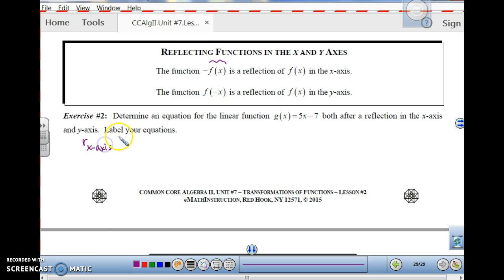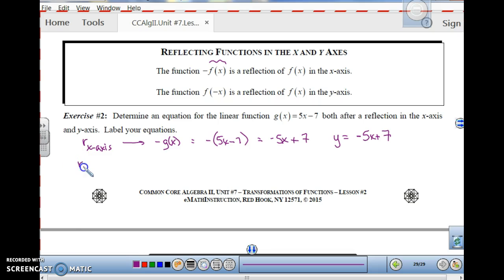If I reflect on the x-axis, if I take 5x minus 7, what am I going to do to the coordinates? Well, when I reflect on the x-axis, I negate the y, which would be the negation of g of x. So if I negate g of x, this is going to be negative, parenthesis, 5x minus 7. And that will be negative 5x plus 7 if I reflect it in the x-axis. So this will be the equation, y equals negative 5x plus 7.